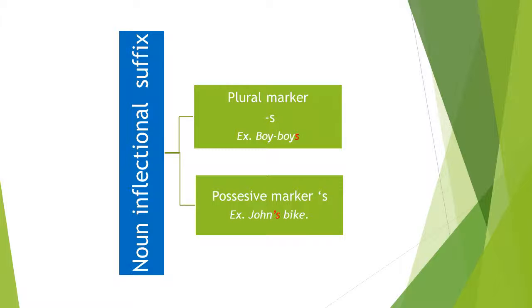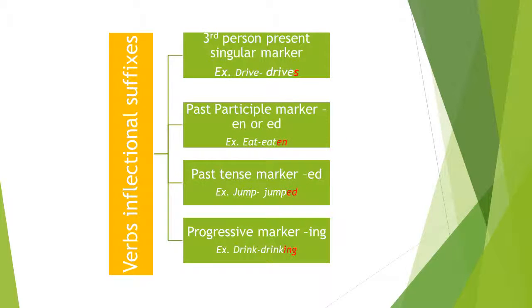Another example is the possessive marker with the apostrophe and the s. So the example is John's bikes, and you see it's the same category. Those are the two types of noun inflectional suffixes. Then we continue to the verb inflectional suffixes. We see here four cases.